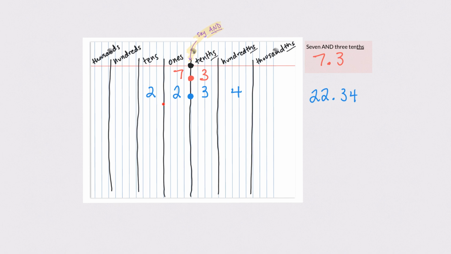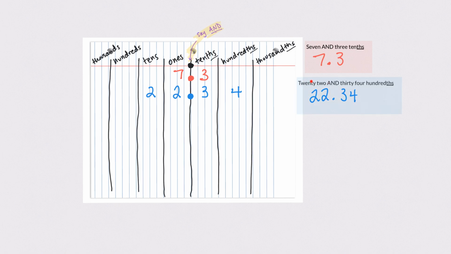So we say 22, and what do we say for the decimal? Oh, that's right, we say and. So we have 22 and then we read everything on the right side. We have 34. 34 what? Well, we just look at the top wherever it ended, hundredths. So if we put it all together, we have 22 and 34 hundredths.